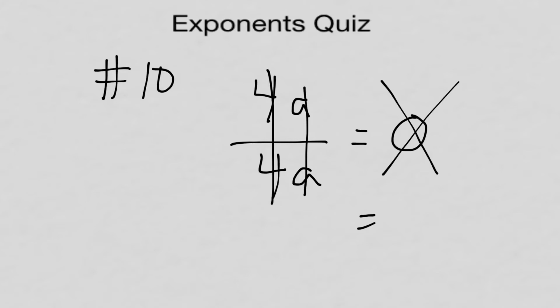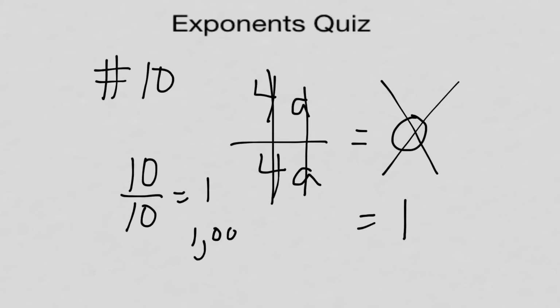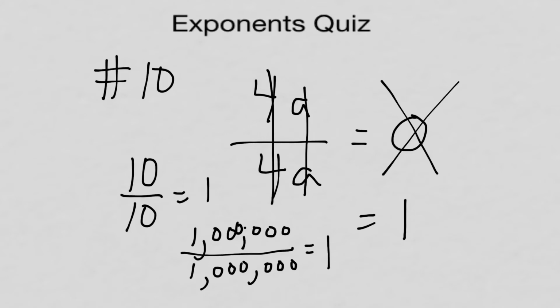Anything over itself, anything divided by itself is 1. Think about it. 10 divided by 10 equals 1. 1 million over 1 million, 1 million divided by 1 million equals 1. So anytime you see something, even if it cancels out like this, just because it cancels doesn't mean it goes away and becomes 0. It becomes 1 over 1, or 1. So anything divided by itself is 1.